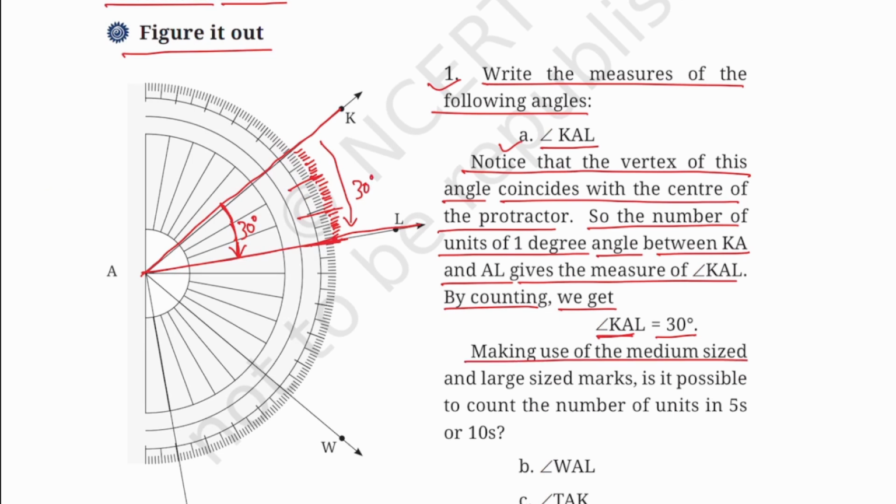Making use of the medium-sized and large-sized marks, is it possible to count the number of units in 5s or 10s? Yes, you can skip in 5 and count the number. Or you can skip in 10. You can count in tens and reach 30 by jumping 3 times. That means 10 into 3 is 30 degree.